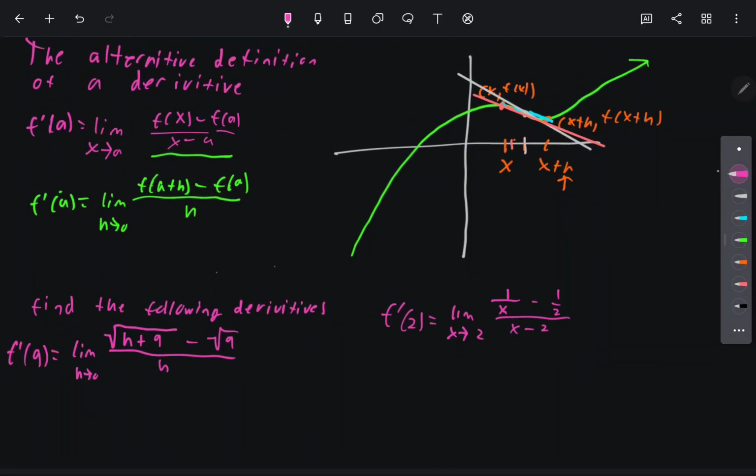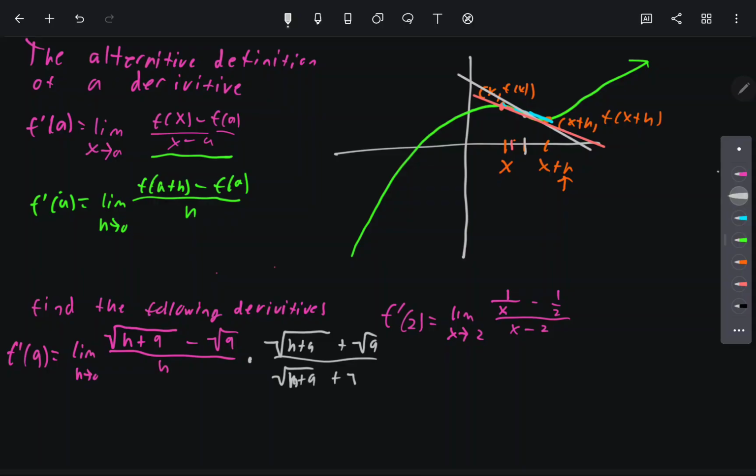Continuing on, I now have two practice problems I'd like us to work out together. So take a moment if you want to try it. It's just a difference quotient with the limit. I think we all have the tools for that. Okay, so we're going to start out by multiplying by the conjugate. So we get the square root of h plus 9 plus the square root of 9 over the square root of h plus 9 plus the square root of 9.